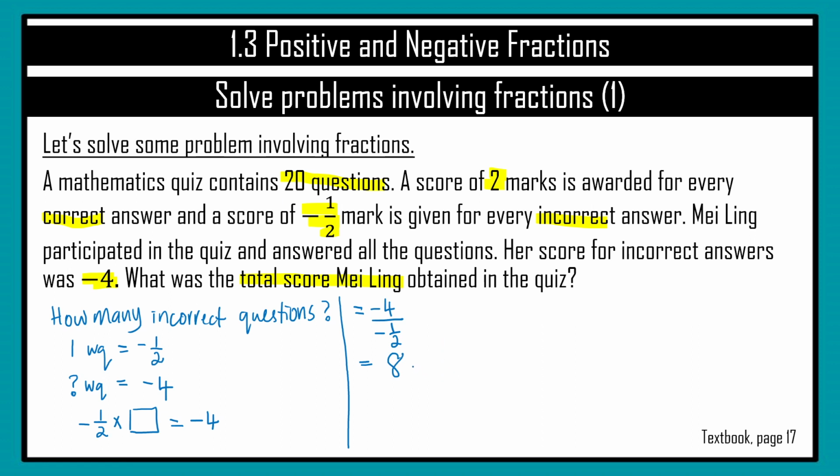Let's look. 8 incorrect question. Okay. From that 8 incorrect question means that the numbers of correct question will be 20 minus 8. Okay, so we get 12.